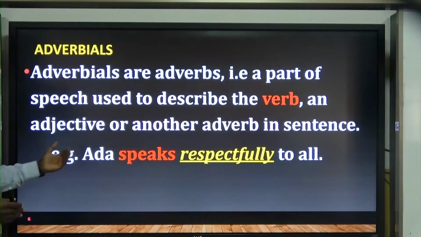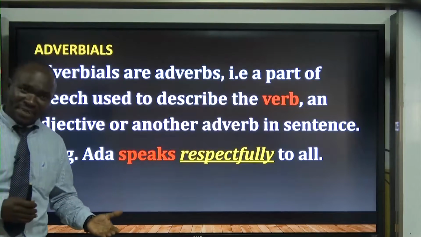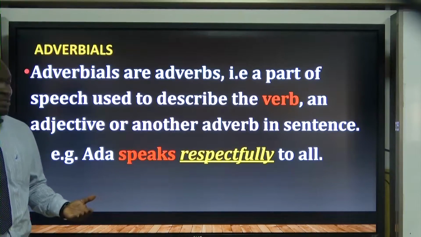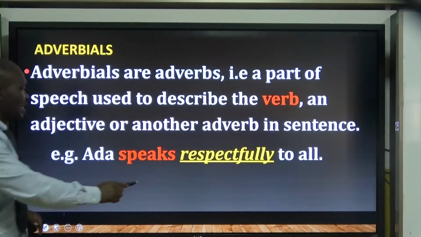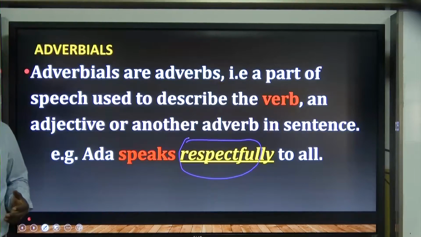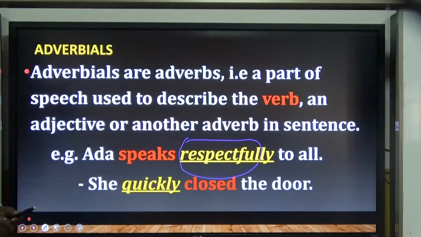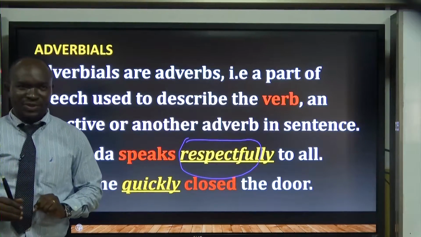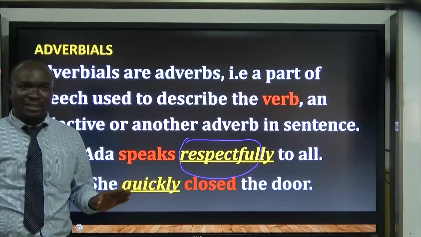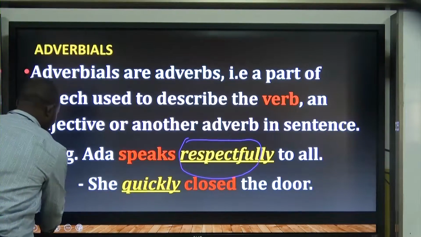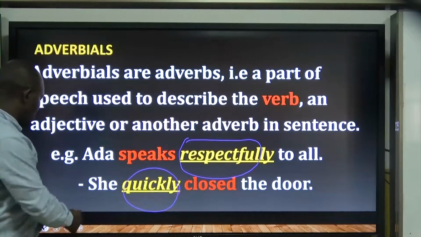Okay, so let's look at this example. Ada speaks respectfully to all. What's her action? Speaks. And which word tells you how she speaks? Respectfully. So we say respectfully in this case is an adverbial. Is that clear? Okay. So, she quickly closed the door. Her action is to close the door. Now, any information about how, why, or when, or what manner she closed the door, we say quickly gives us an idea of the manner she closed the door.